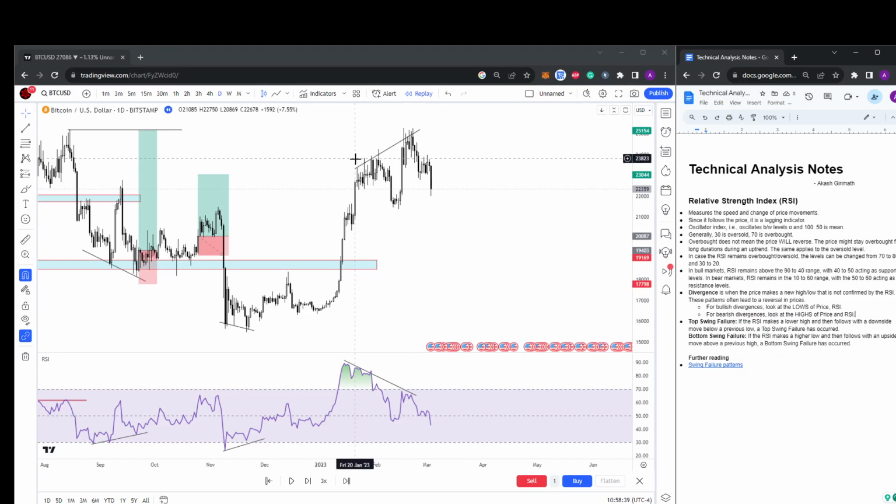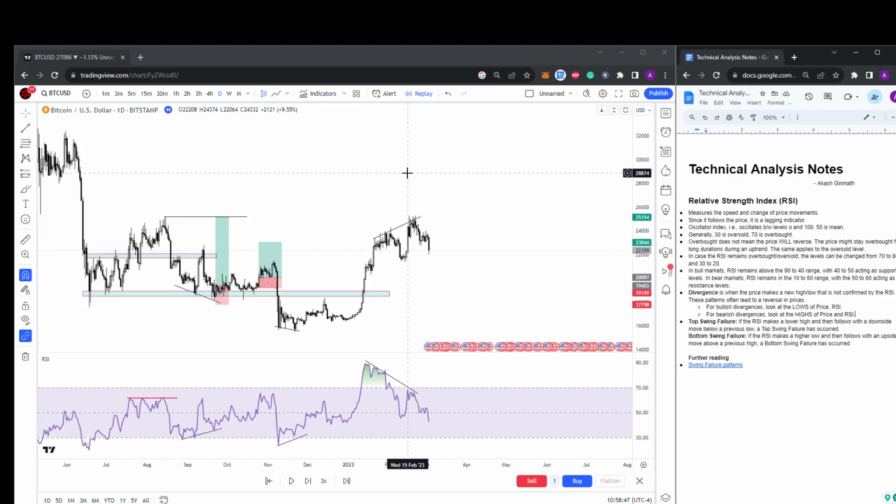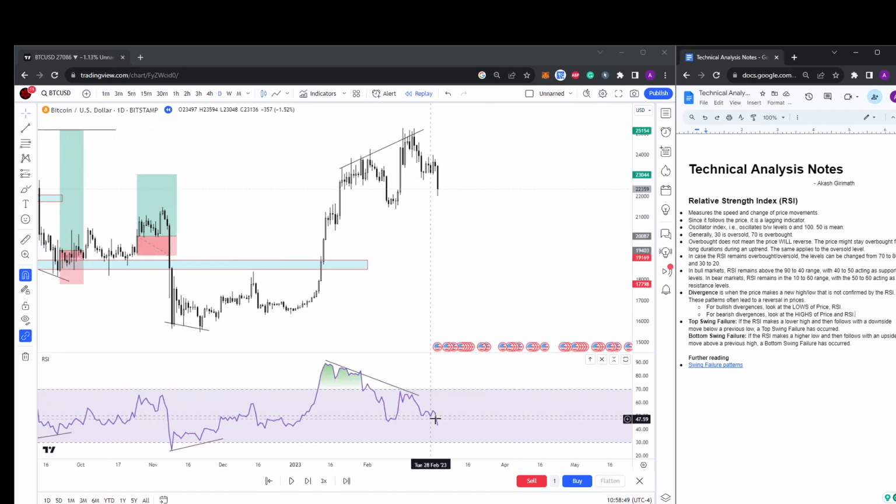Yeah, so the RSI has produced a lower high, but the price has produced a higher high, which was clearly a bearish divergence, and now the price is going lower. And the price has finally breached 50 as a support level. So this is definitely a bearish outlook.